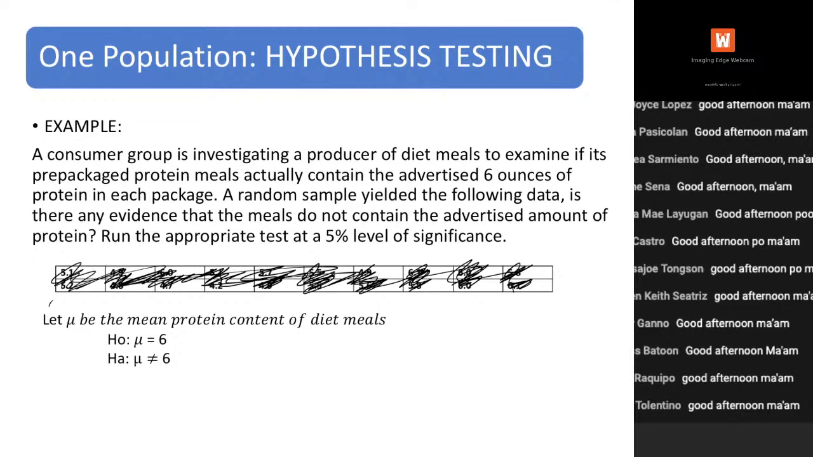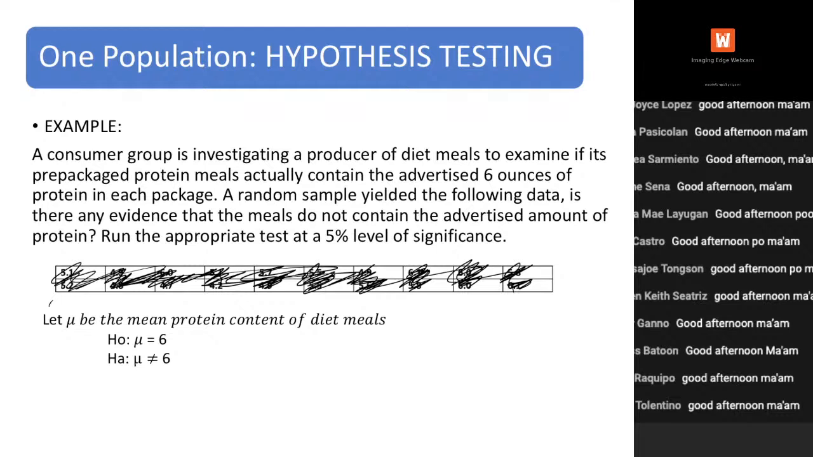A consumer group is investigating a producer of diet meals to examine if its pre-packaged protein meals actually contain the advertised 6 ounces of protein in each package. A random sample yielded the following data. Is there evidence that the meals do not contain the advertised amount of protein? Run the appropriate test at 5% level of significance.